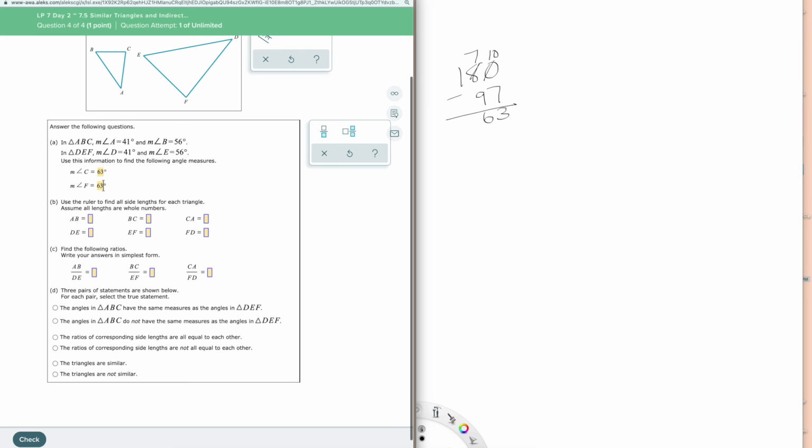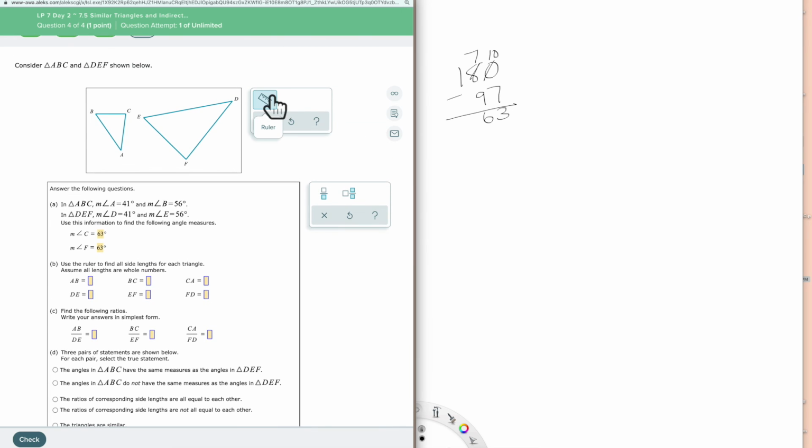All right, use the ruler to find all side lengths for each triangle. Assume all lengths are whole numbers. So we have this ruler feature, and we actually have to go through and measure these. If you did this in class with me, I know I had you cut out a ruler or use one of the rulers I had available in class to do this.